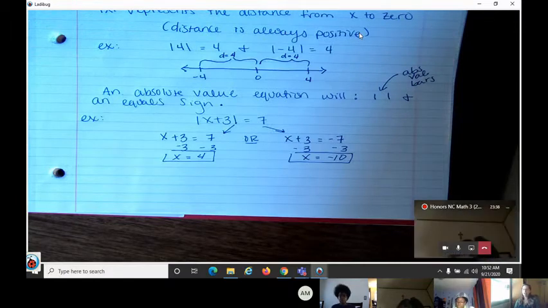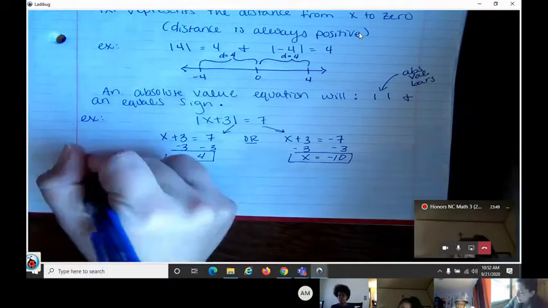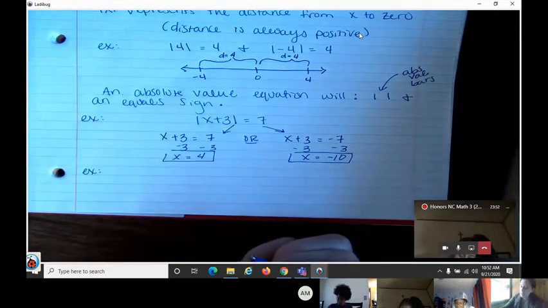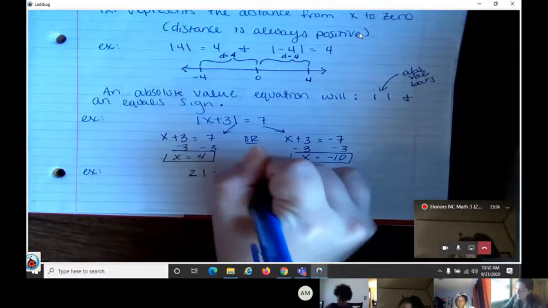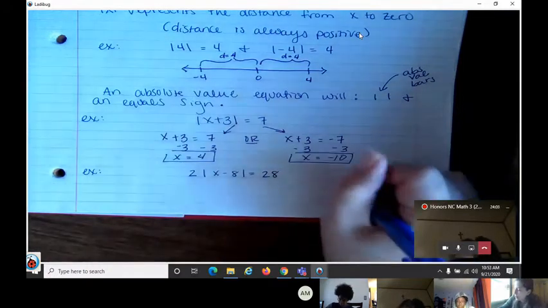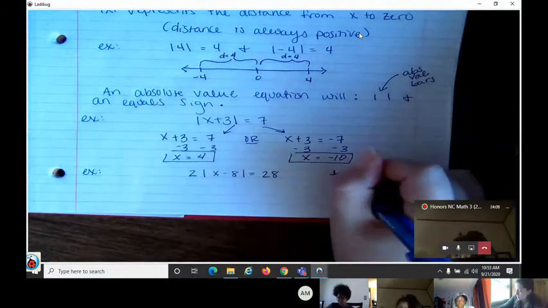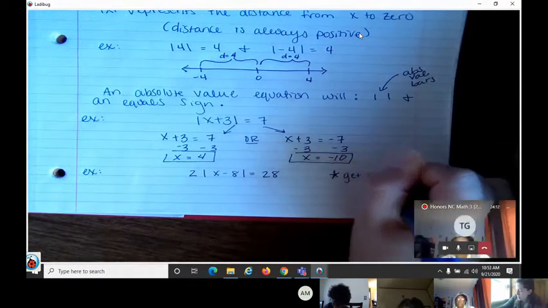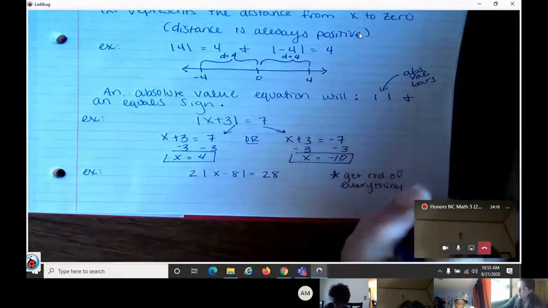Okay. Questions on that example? Okay, if there are no questions there, we'll do another example. So in this example, I'm going to have a 2 outside of my absolute value. Okay, now, in order to solve this like I did the last one, I have to get rid of everything outside of the absolute value first.